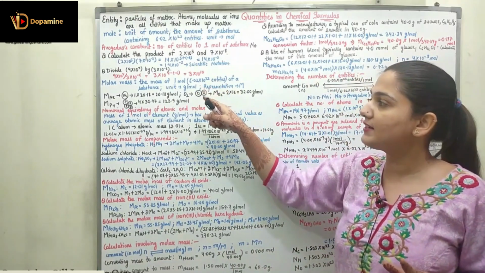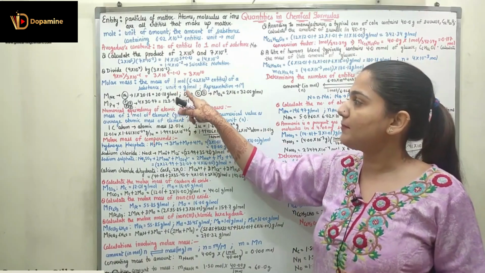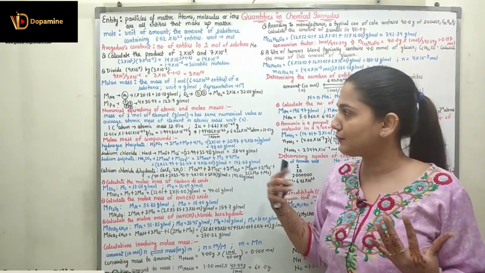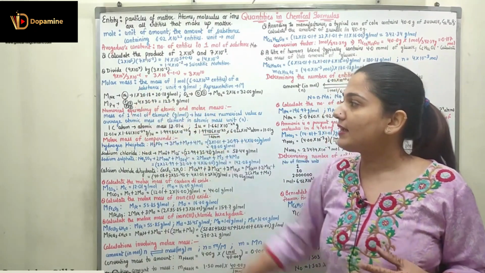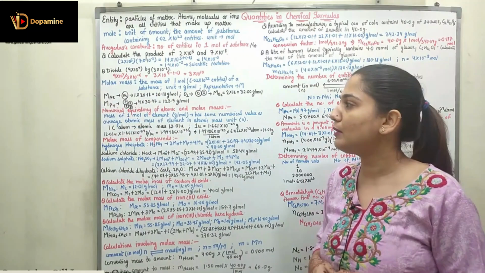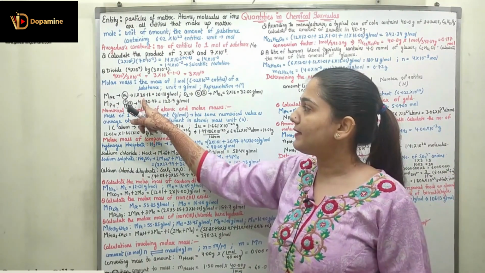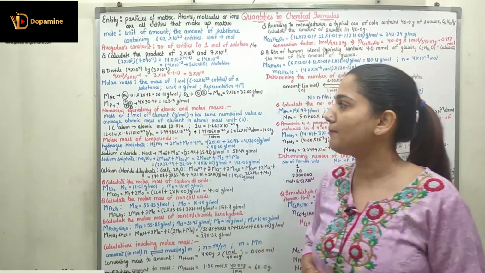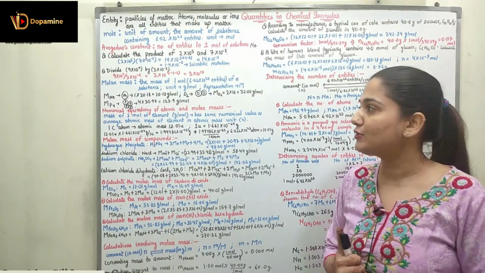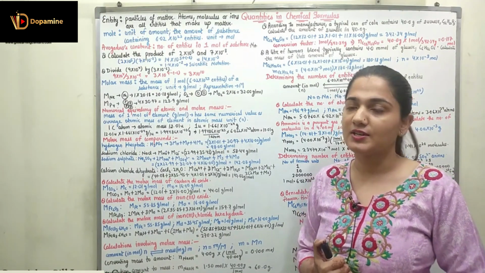How are we going to represent the molar mass? With the help of capital M. The unit of molar mass is gram per mole. Each and every molar mass has a standard unit, gram per mole. Like the molar mass of neon, because it has only 1 atom, is 1 × 20.18, which is 20.18 gram per mole. So neon has the molar mass 20.18 gram per mole.